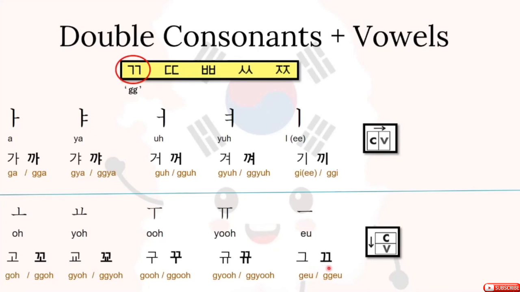Good. Okay, let's go over them one more time. 까, 꺄, 꺼, 껴, 끼. 꼬, 꾜, 꾸, 뀨, 끄. Very good.